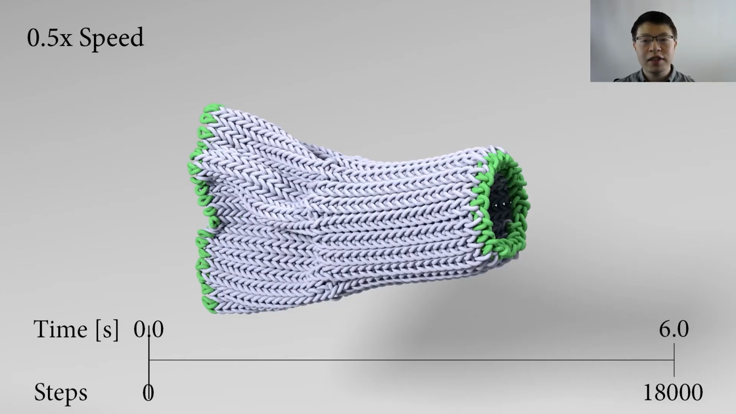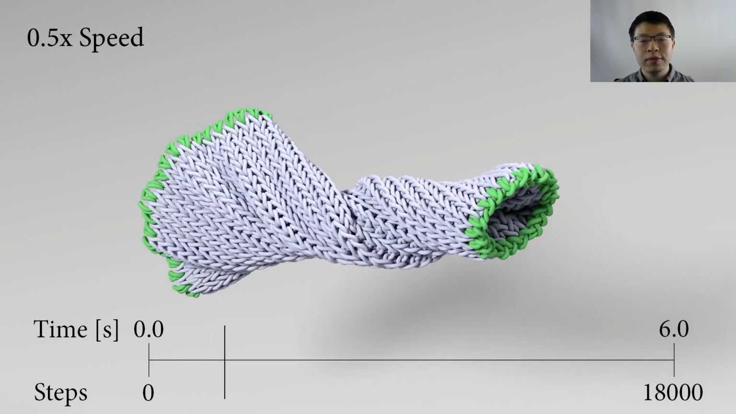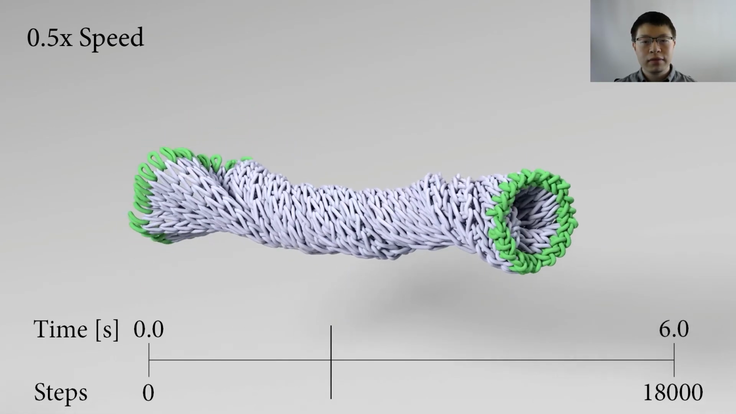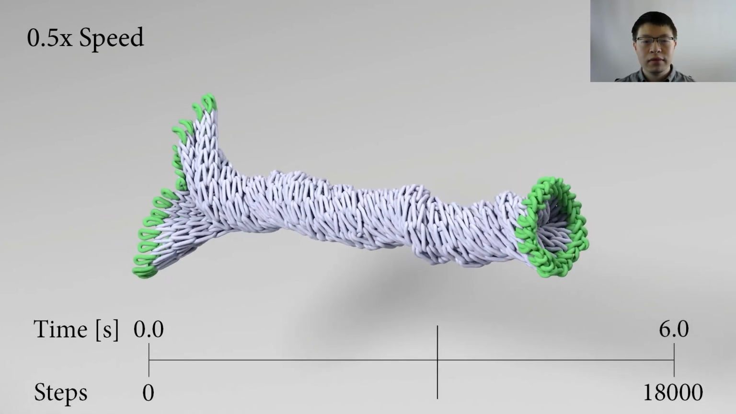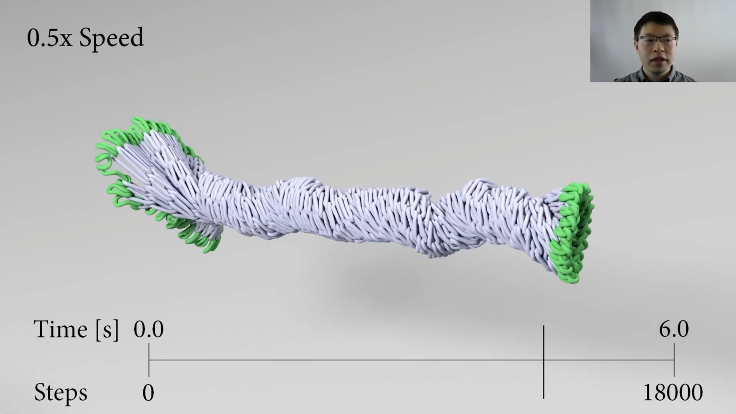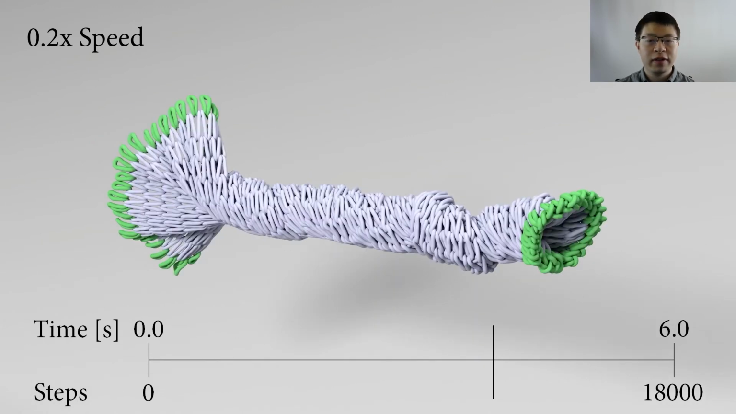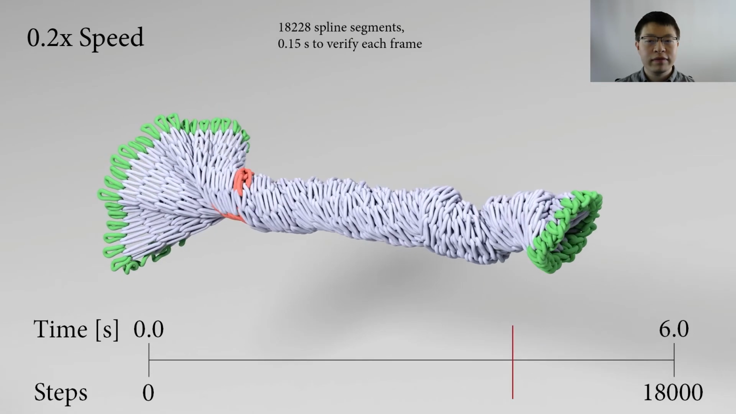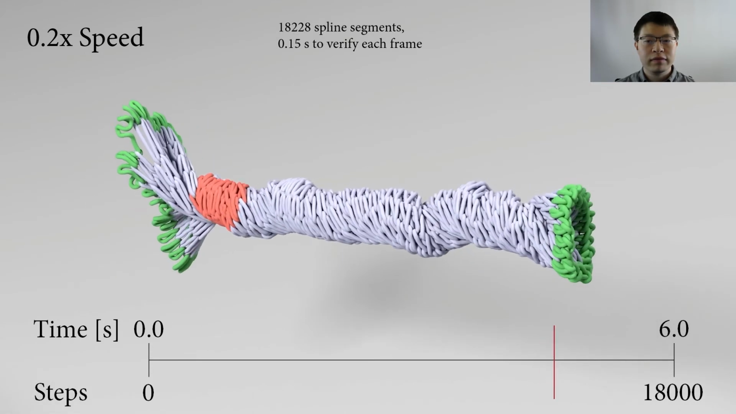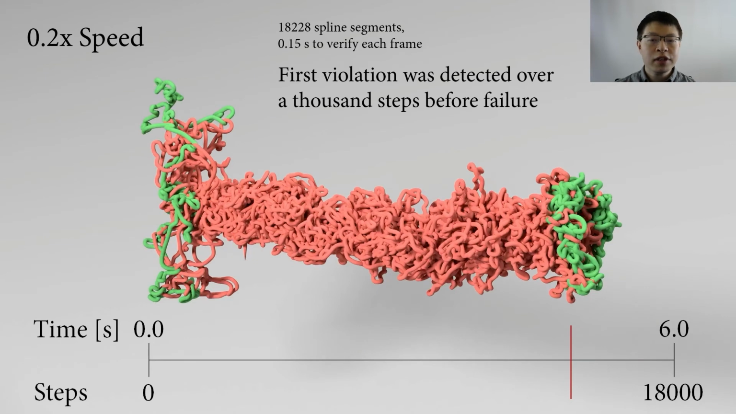Here is a stress test simulation, where we twist a knitted tube. Even though it's not apparent, a pull-through has already occurred at this point. Let's rewind a bit and see what our method says. Even though it looks like it destabilized very quickly, because these are small time steps, our method actually detected a violation over 1,000 steps before the destabilization.